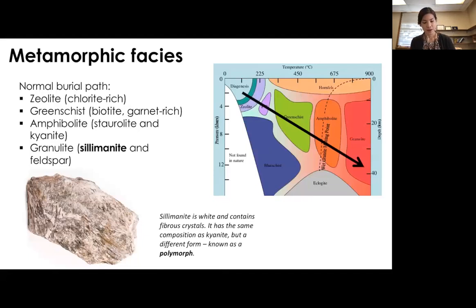Unlike these other minerals here that are rearranging and exchanging elements between them, the kyanite and sillimanite don't necessarily need to exchange elements because they have the same elements. However, the way the elements arrange themselves into a crystal structure changes as we go from amphibolite to granulite.